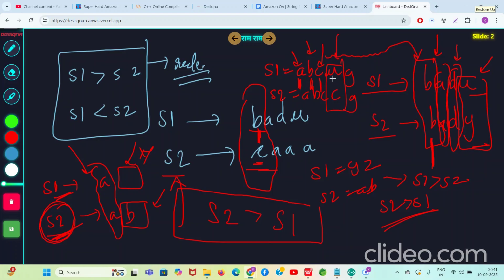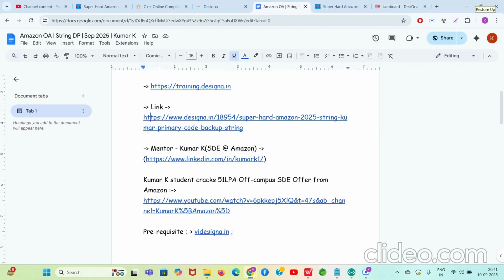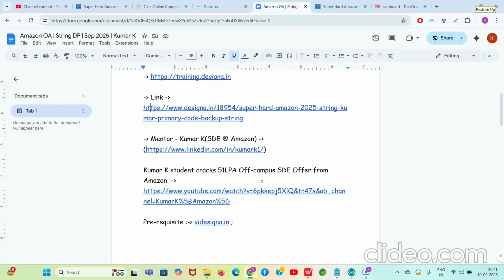So as soon as you find an index where the characters are not matching, just check which one is bigger. If this one is bigger, just declare S1 greater than S2. No need to check the characters after that particular index. Okay, so hopefully you understand which string is lexicographically bigger.